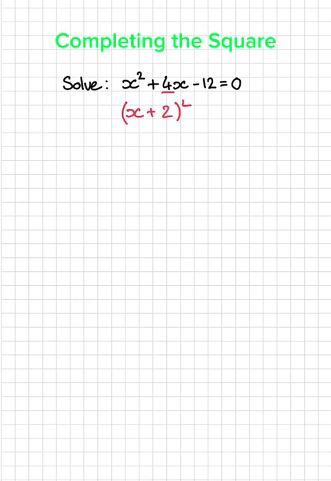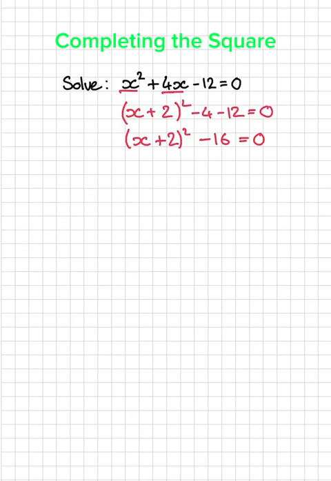If I was to expand this, I'd end up with the x squared, I'd end up with the 4x, but then I'd also end up with a plus 4, and to adjust for that we're going to take away that 4. We've still got the minus 12, and it's still all equal to 0. Just to tidy up, the minus 4 minus 12 would be minus 16, so x plus 2 all squared minus 16 is equal to 0. So at this point we have completed the square. We can now go on to solve the quadratic.